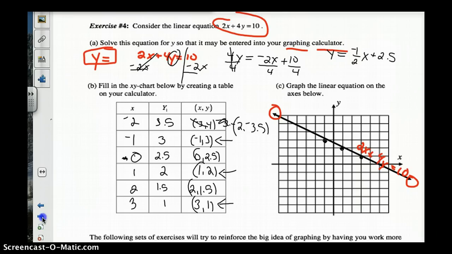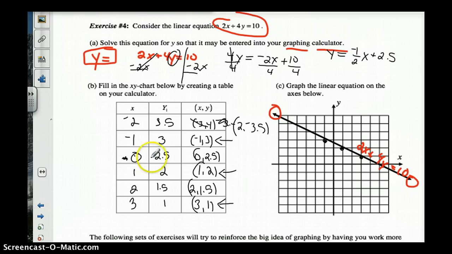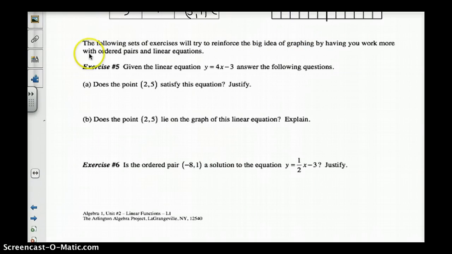All right, next, what we're going to do here is move to exercise 5. We're given a linear equation, and they want to know, does the point 2, 5 satisfy the equation, justify? Well, what they're really saying to you is, does this point fit in this equation? So if you think of it this way, x, y, instead of writing y equals 4x minus 3, we would write 5 equals 4 times 2 minus 3.